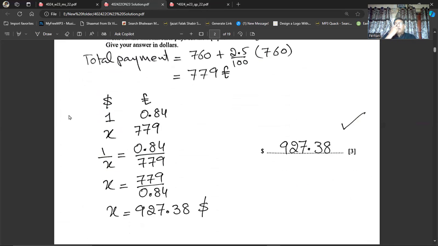So the total payment in euros which they have to make is 760 plus 2.5% of the 760. This is the tax which has to be included. So when you add this in your calculator, you will get 779 euros.